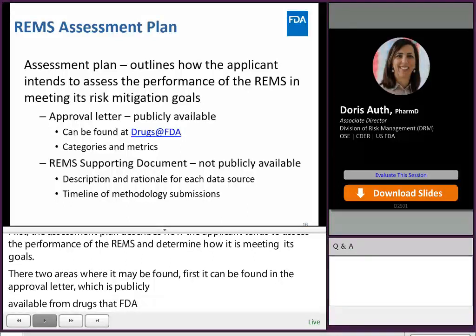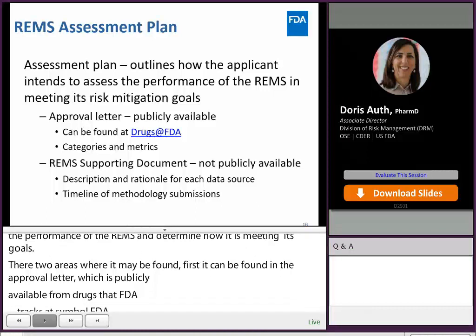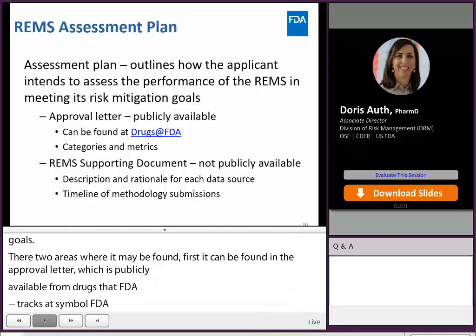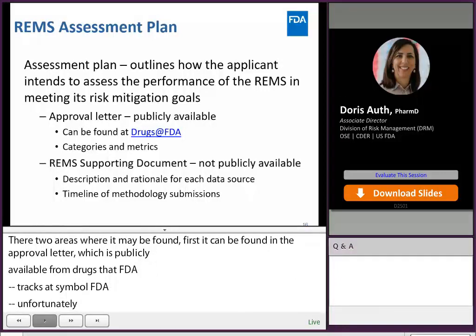In this document, the applicant not only outlines the categories and assessment metrics, but also includes a description and rationale for each data source that will be used, as well as providing timelines for any submissions of methodologies for FDA review.